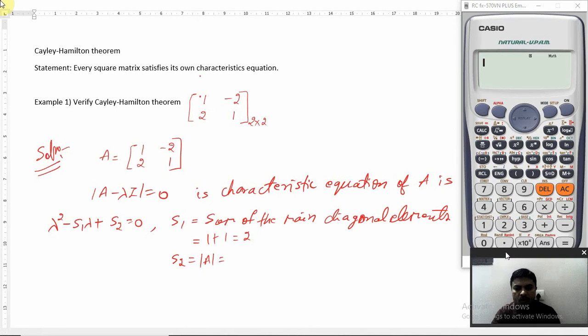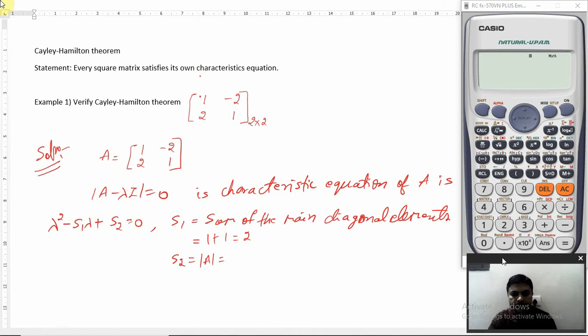For a 2 cross 2 matrix you can easily find the determinant here. So I will take the determinant. First go to mode setup, then on the right hand side, students, I will go to matrix, 6. Then press AC, just follow the steps. First I went to mode setup, then go to 6, and it will come to your matrix. Then you can press AC, then you will get MAT.